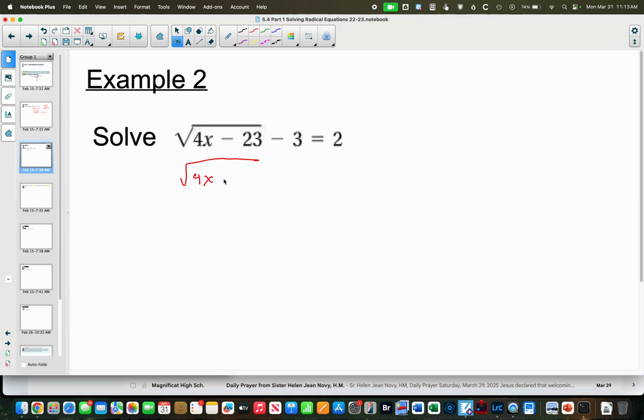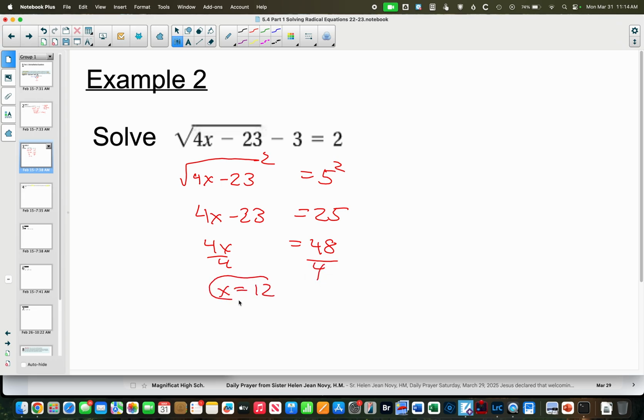Once again, I'm going to get the square root by itself. So we're going to add 3, which will give me 5. Then we're going to square both sides. This is very similar to the last problem. We're going to add 23. 48. Divide by 4, which would give us 12.